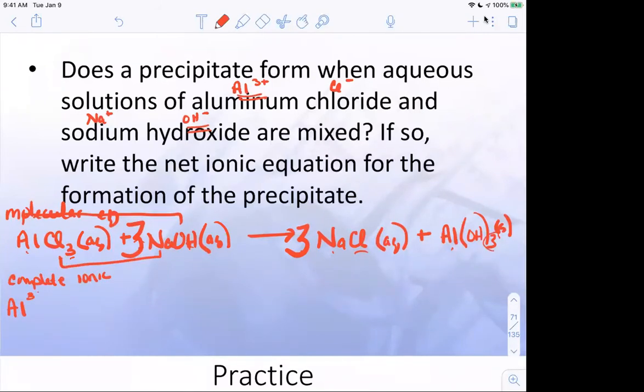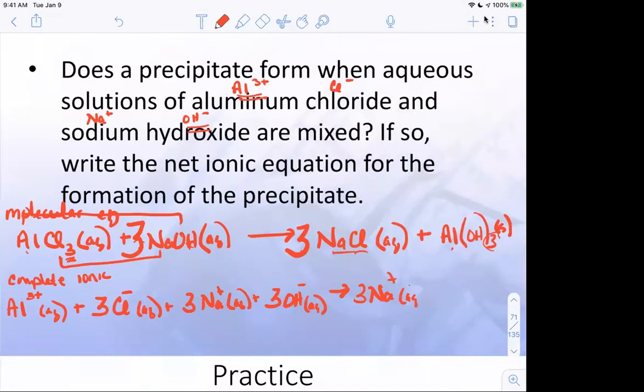Well, I'm going to have Al3+. Notice in my complete ionic, I must have the ion charges, and I also need to put that aq state. Plus 3, notice I'm using that subscript because each formula unit of aluminum chloride will give me 3 Cl-, which are aqueous, plus 3 Na+, which are aqueous, plus 3 OH-, which are aqueous. And then on this side, I'm going to break up the sodium chloride, 3 Na+, which is aqueous, plus 3 Cl-, which is aqueous, plus, I'm going to keep my precipitate together, Al(OH)3, solid remains together. So this is my complete ionic.